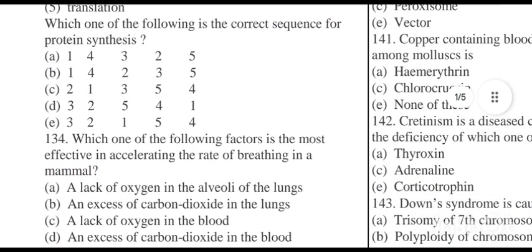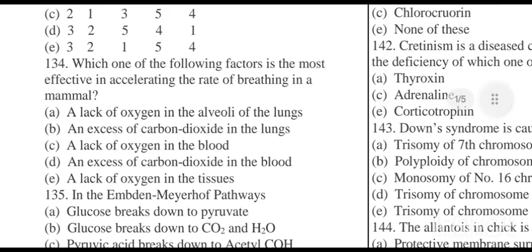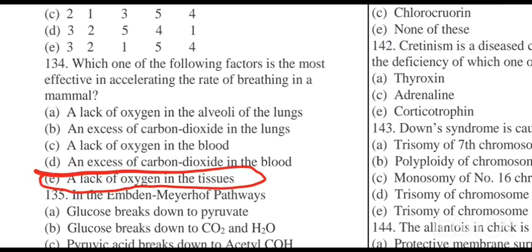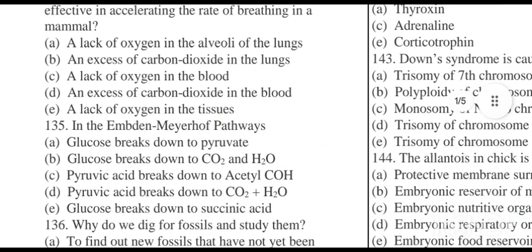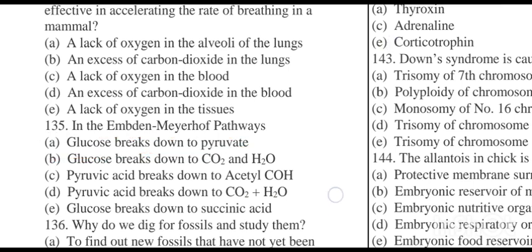Next question. Which one of the following factors is the most effective in accelerating the rate of breathing in a mammal? So here the correct answer is a lack of oxygen in the tissue. It accelerates the rate of breathing. In the Embden-Meyerhof pathway, that means in the glycolysis pathway, glucose breaks down to pyruvate. Yes, it is true. Option A is the correct one.